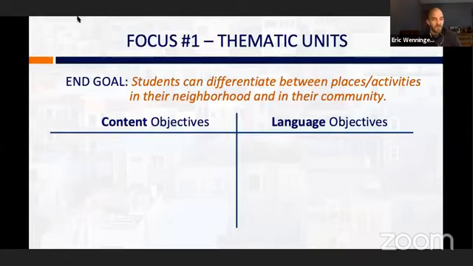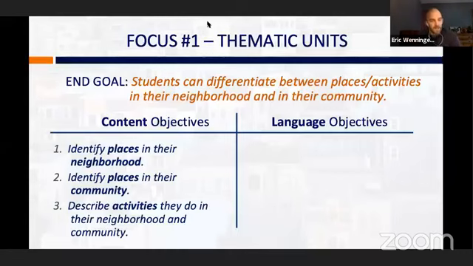So from this now, I could develop my content objectives. Now this is again the planning stage, right? This is where I'm starting to prepare my lessons. So the content objectives, the things that I wanted my students to be able to do, were to identify places in their neighborhood and in their community, and also to describe activities that they do in their neighborhood and in their community. And so that was the content that I chose for my English class, right? All focused on community and the neighborhood.